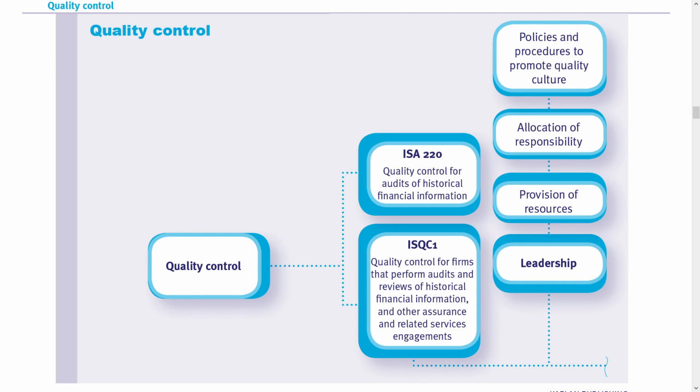Next. How can we improve our quality? How can we have that quality control? We can have policies and procedures to promote a quality culture, so that everyone wants quality and everyone is aware of quality, from top to bottom level people in the organization. So embed that policy, culture and procedure. Allocation of responsibility: give the responsibility to maintain the control to everyone. Provision of resources: you give them resources so that they can control. And leadership: make everyone a leader of quality control.